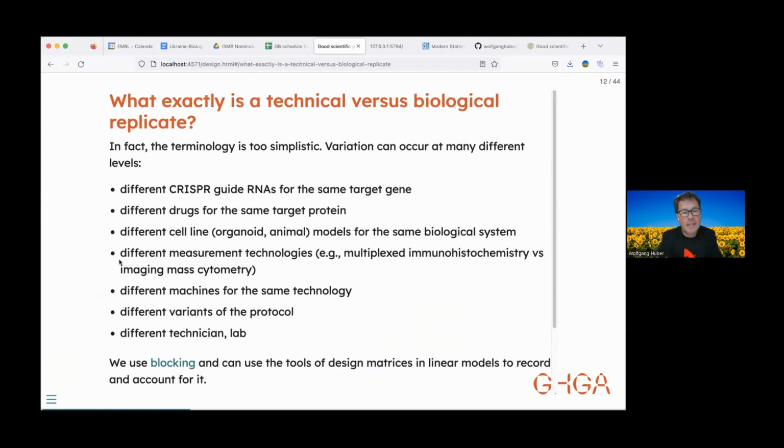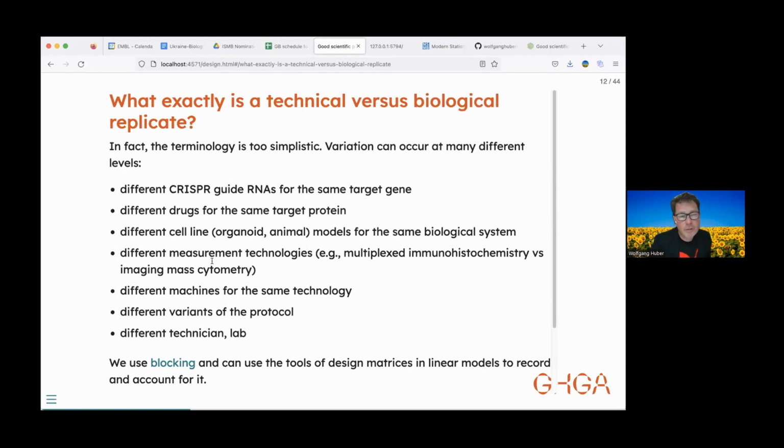So what exactly is a technical versus a biological replicate? In fact, the terminology is really not that useful, and we should probably drop it, because variation can occur at many different levels. For instance, as I mentioned, you can have different CRISPR guides for the same target gene. We could have different drugs for the same target protein. We could have different cell lines or different animal models for the same biological system, let's say for the same disease.